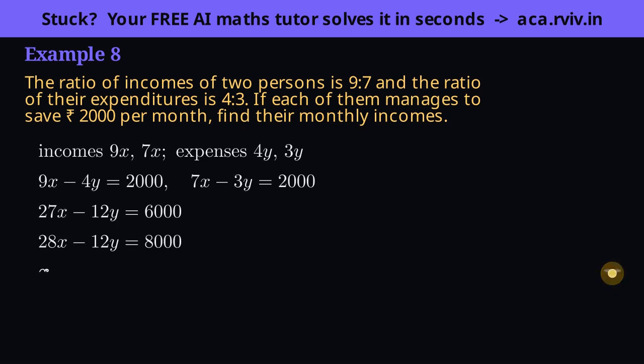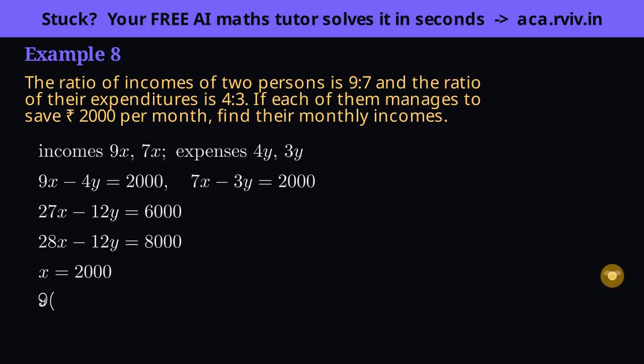Subtract the first new equation from the second. The minus 12y terms are identical, so they vanish. That's the elimination. 28x minus 27x is x, and 8,000 minus 6,000 is 2,000. So x equals 2000, a clean stroke.